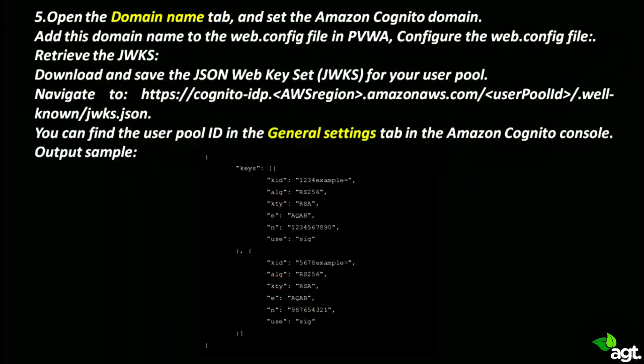So the fifth step will be to open the domain name tab and set the Amazon Cognito domain. This domain name is used in the web.config file in PVWA, as described in configure the web.config file.